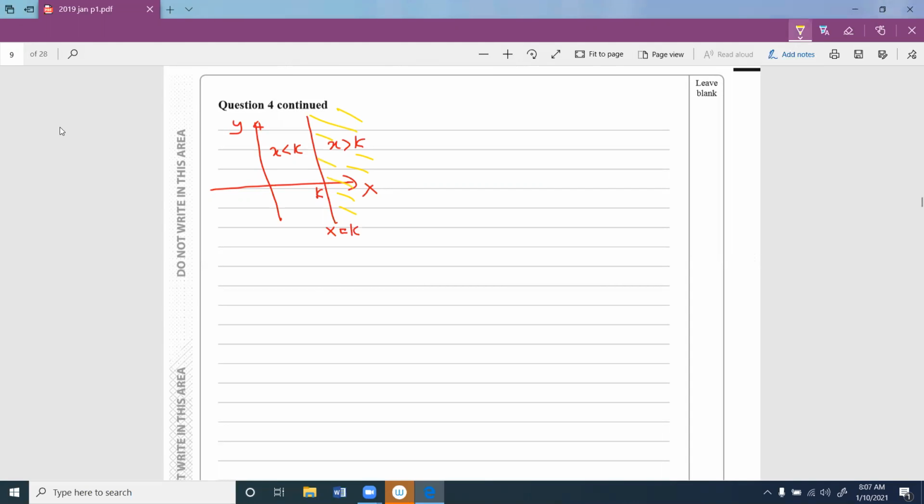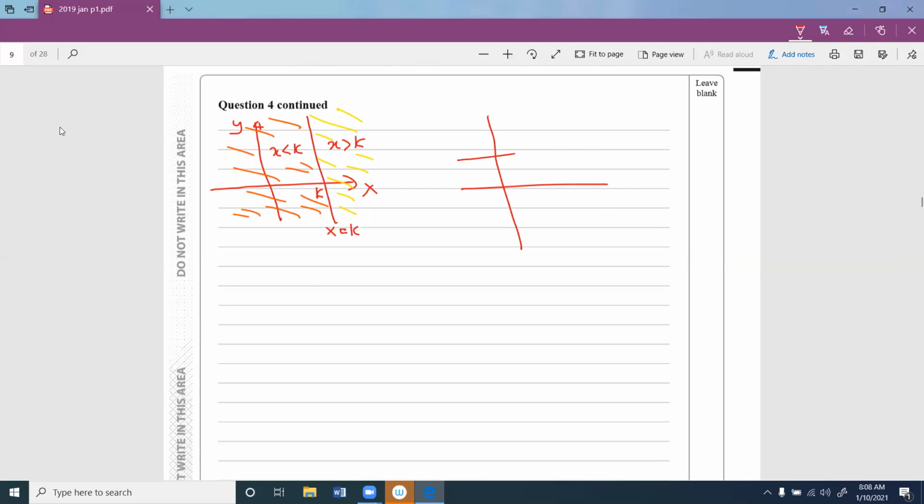And the other side I will color with a different color. This side is x less than k. Then when you come to the second one, it's just like this. So these are the points we have to understand when working out this question.